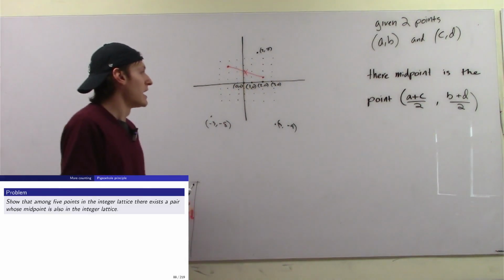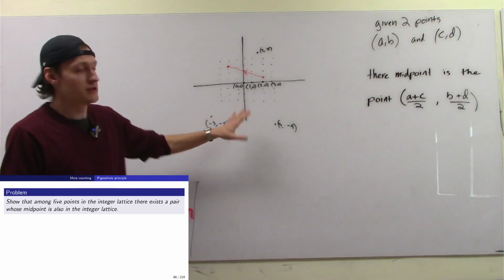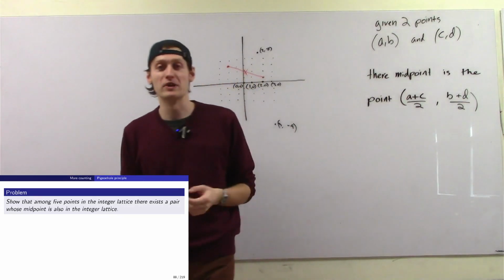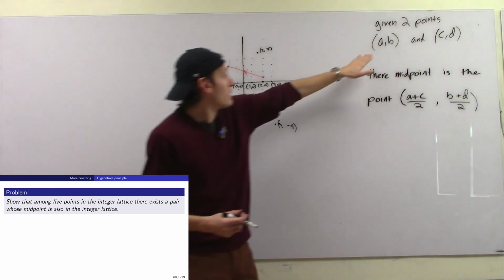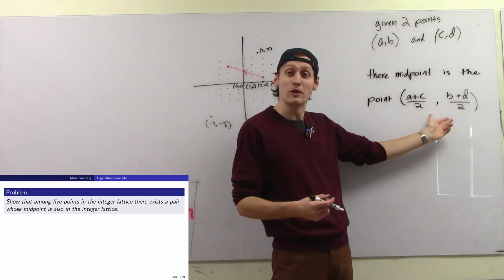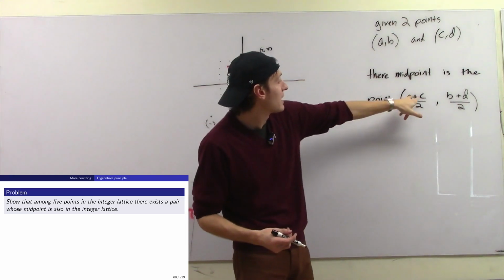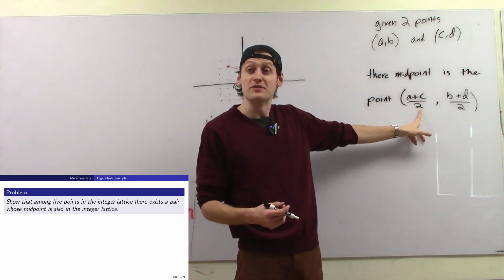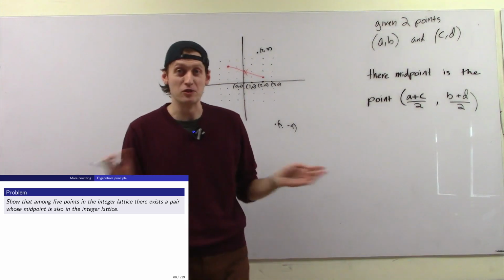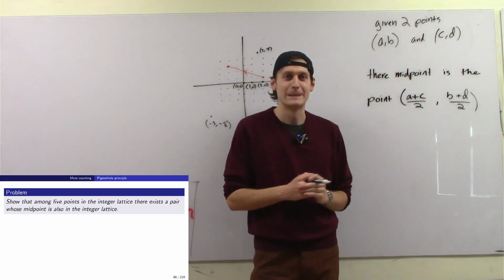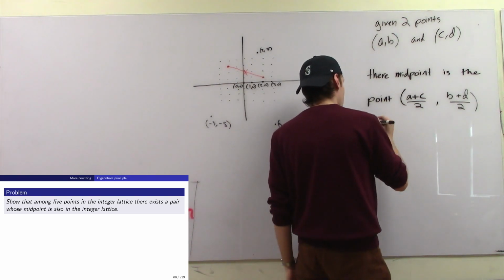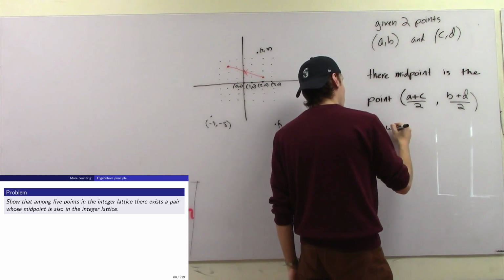Okay. And so what I want to note here is for the integer lattice, we need an x coordinate and a y coordinate to both be integers. And so if A, B, and C, D are both points in the integer lattice, and I want this thing right here to be in the integer lattice, I need to be able to take this sum, divide it by 2, and still have an integer. And similar with this over here. So does anyone know what kind of integers you can divide by 2 and still get an integer? Yes? Even, yes.